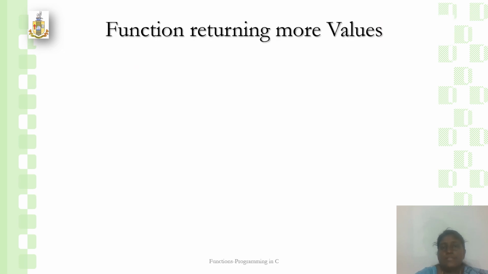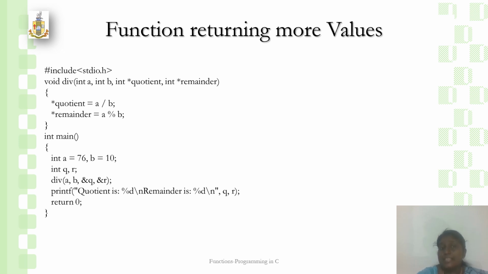Then we are moving on to functions returning more values. If you want to return more than one value from a single function, we need to specify it with the asterisk symbol. It is a function that has to return two values, which are the quotient value and the remainder value. For that purpose, we are including the variables with the asterisk symbol, that is a pointer variable. Whenever you specify a pointer variable, you are referring to it with its address. So with this output, look into the working principle of this one.